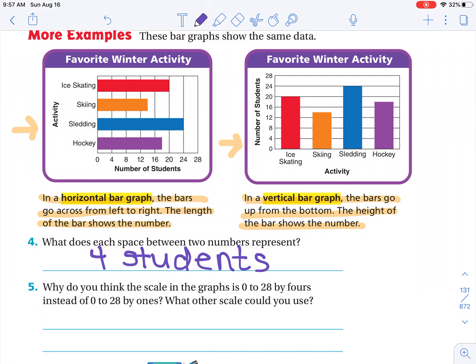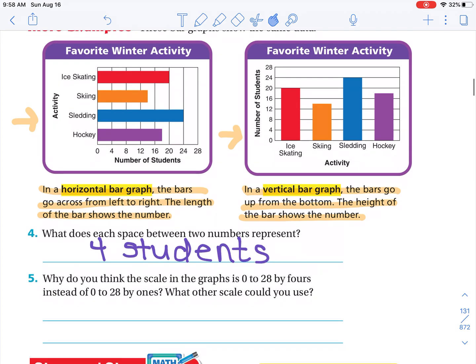Number 5. Why do you think the scale in the graphs is 0 to 28 by 4s instead of 0 to 28 by 1s? What other scale could you use? Well, if we counted from 0 to 28 by 1s, it would be a huge graph. It would go on, a large amount of paper, and this would be a lot easier. Another scale that we could use is counting by 2s. It would take a little bit longer than counting by 4s, but 28 is divisible, or you're able to count by 2s as well as 4s, so 2s would also work.